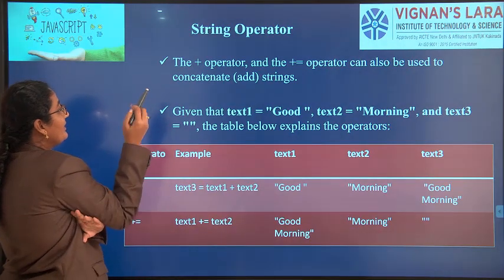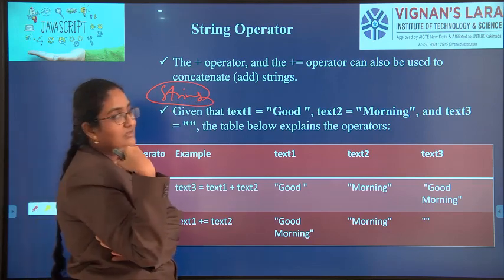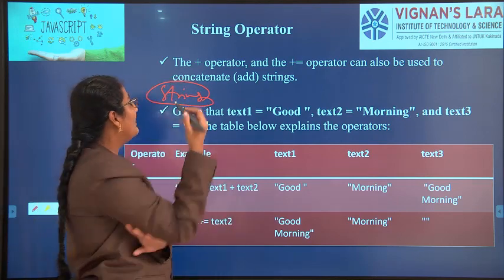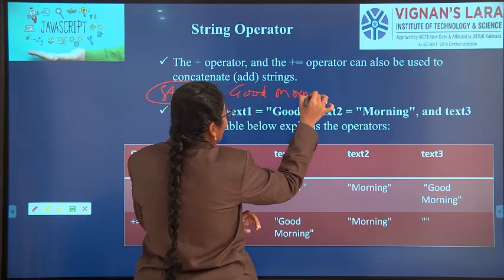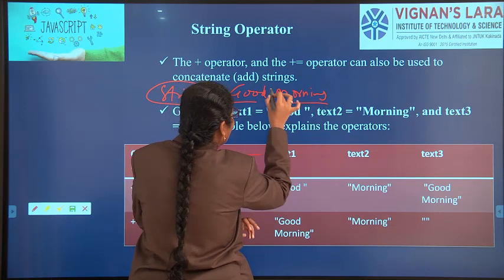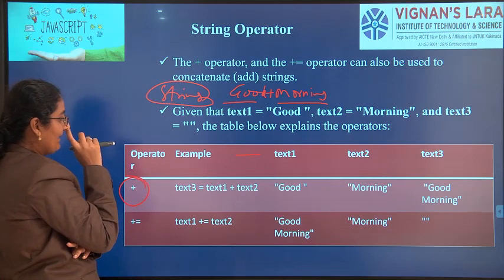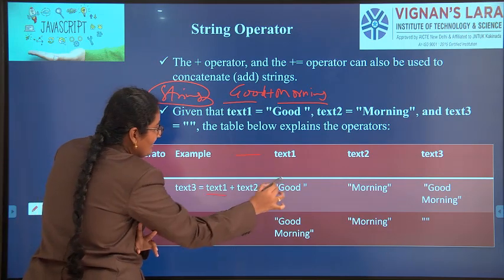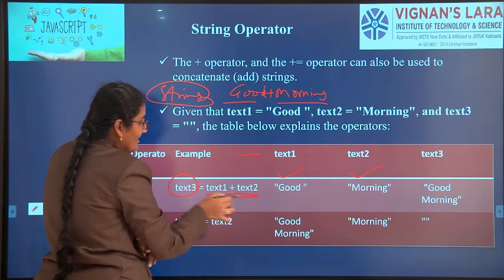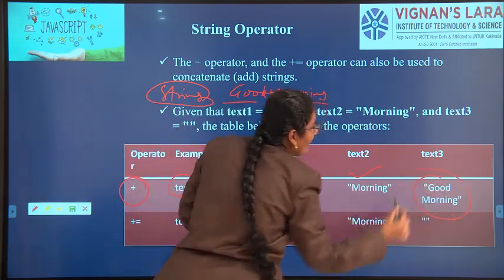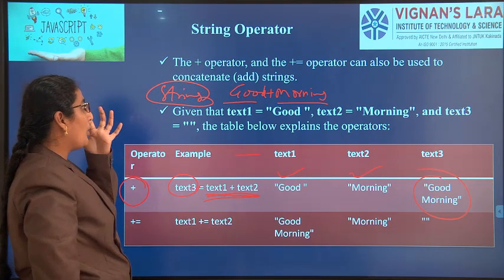Very interesting. String is nothing but a collection of characters, a group of characters. What I want here, if good is one string, morning is another string, I want these two strings to be appended. Appending of strings is nothing but we will use the symbol plus. See here, text 1 is good, text 2 is morning, text 3 is nothing but appending text 1 and text 2 as good morning. Simple.